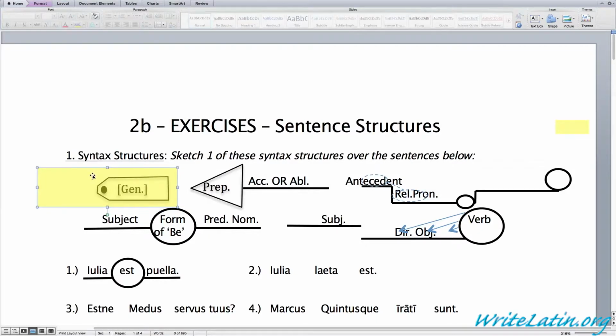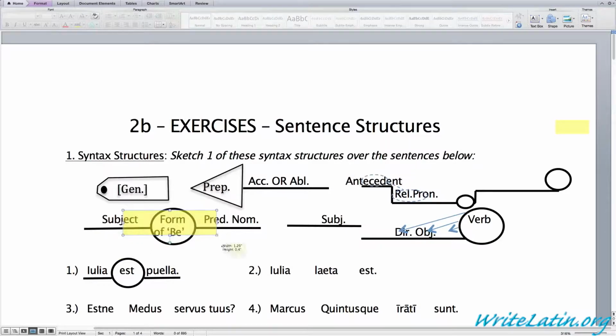First off, we have a genitive, which is like a tag, if you remember from previous videos. It tells whose. Then we have a prepositional phrase like through the window or in the house. Then we have a relative clause. And the relative clause is just the dip there. And that's a detour to say something more about some antecedent.